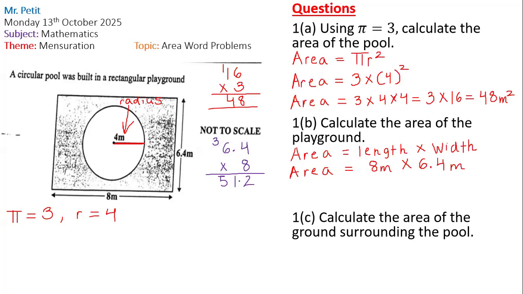Between the 1 and the 2. Very good, between the 1 and the 2. Because there is one number behind the decimal point, so there'll be one number behind the decimal point in the answer as well. So that's the area. The area is going to be equal to 51.2 what? 51.2 meters squared. Very good. 51.2 meters squared.